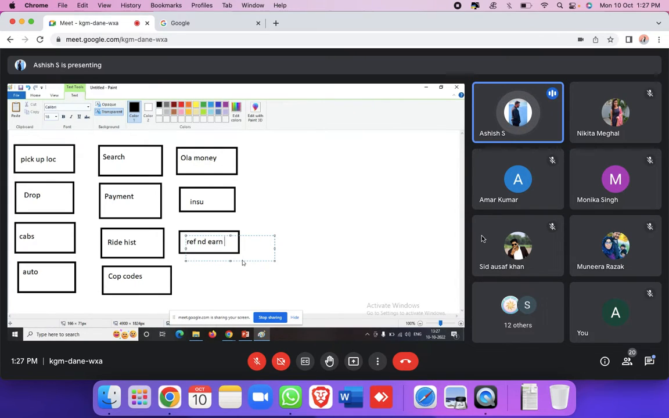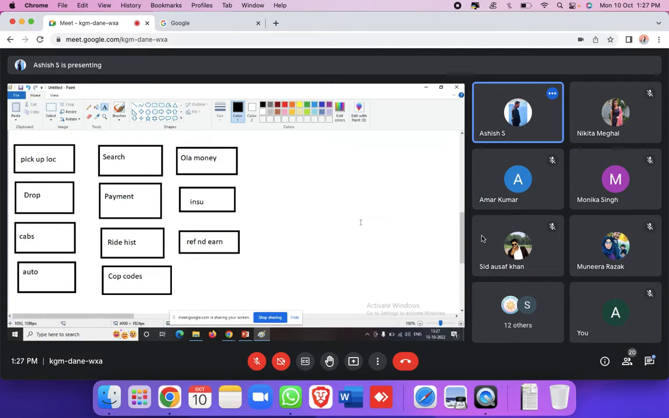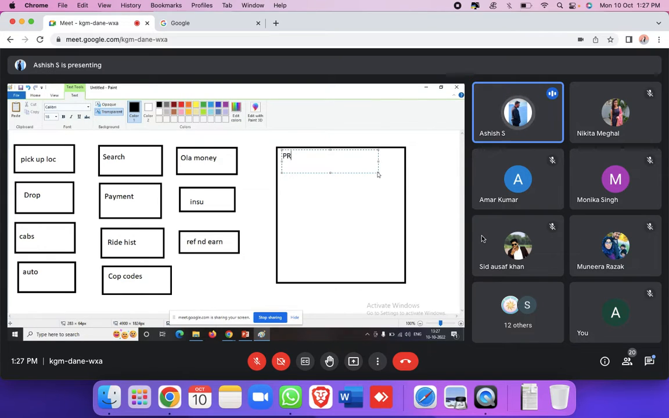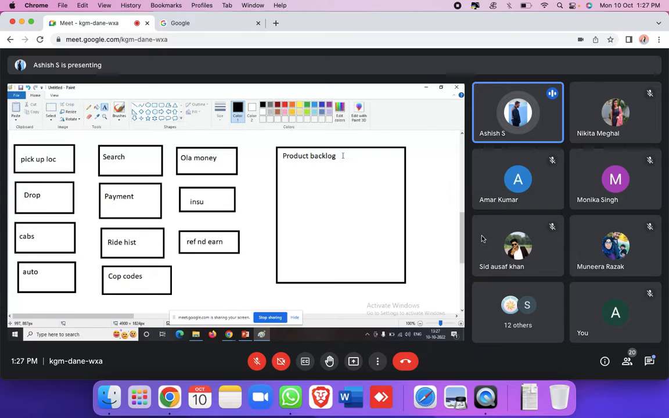So how many modules do we have now? We have 11 modules. So in these 11 modules, what we'll be doing is we will create one product backlog. I'll just inform you. So I have created product backlog one.